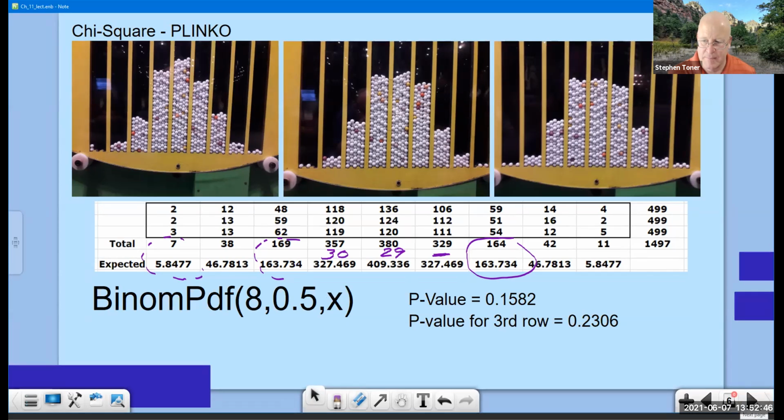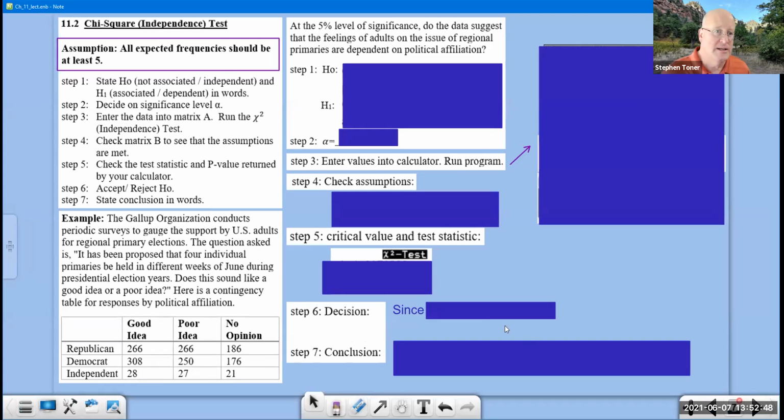Let's move on. Now we turn our attention to another type of test called the chi-square independence test. And I'm using the same expected values here, the same assumptions. All expected values should be at least 5. And this time when you are doing these problems, again, the null and the alternate hypothesis are in words.